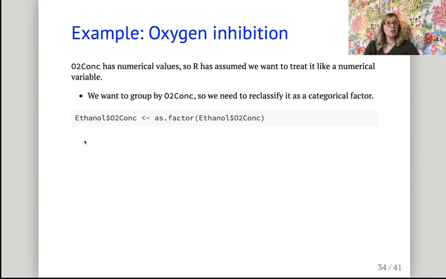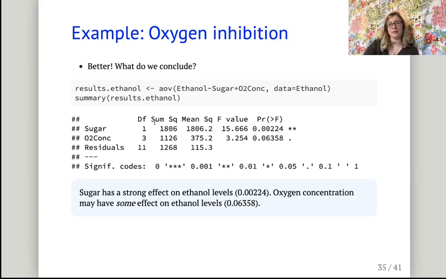The solution, which you may have to do on your projects or your homeworks, is to reclassify oxygen concentration as a factor. So tell R that no, these are categories, not numbers. Once we do this, we refit the model, and get the correct degrees of freedom. So that's why I always like to check my degrees of freedom first.